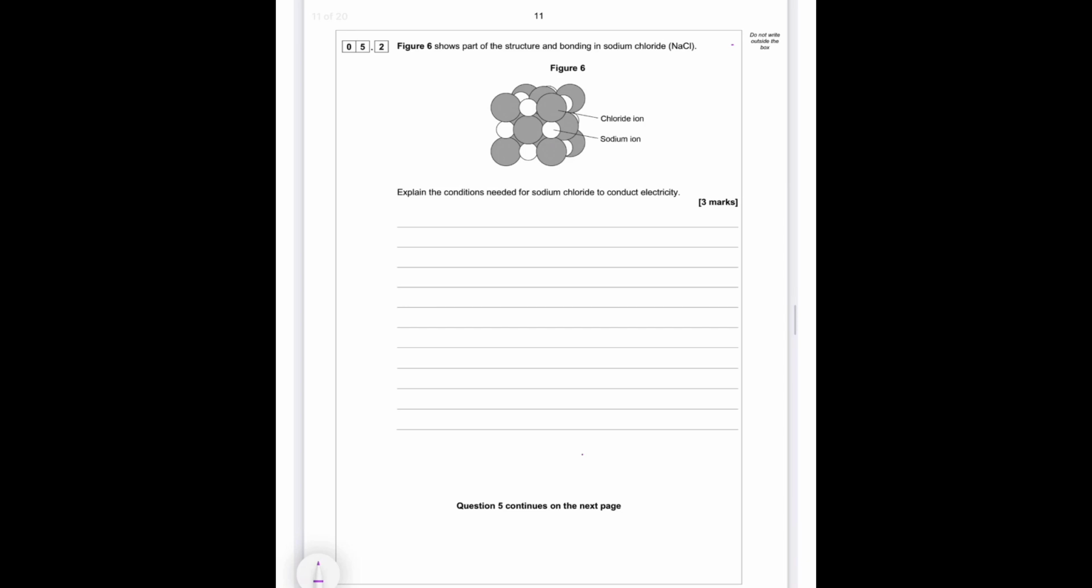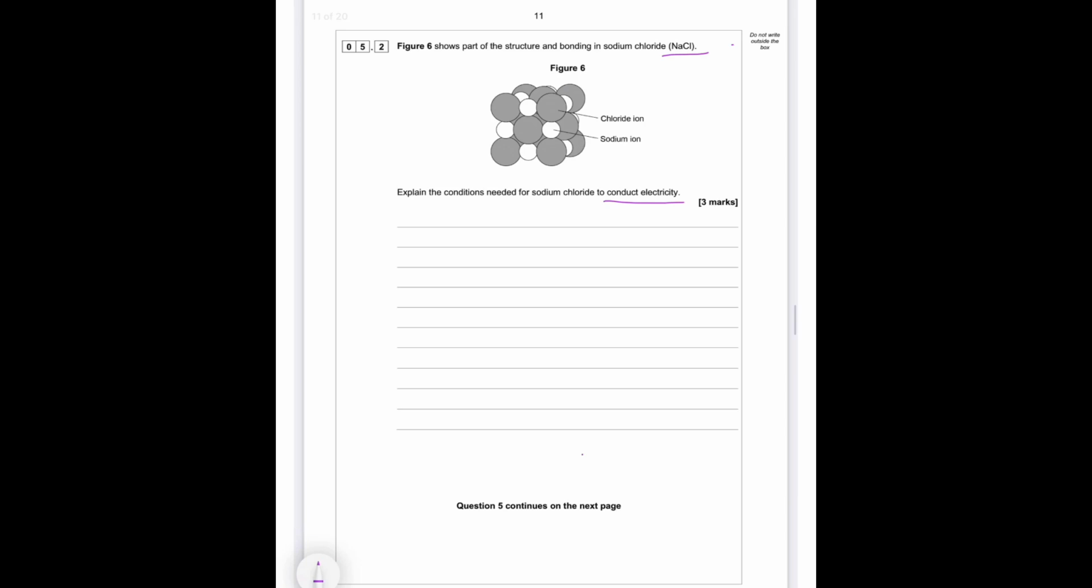In this question, we have a diagram of sodium chloride, and we need to explain the conditions needed for the sodium chloride to conduct electricity. So first of all, we need to recognise that in the diagram, the sodium chloride are crystals, so they're solid, and the ions are not free to move.